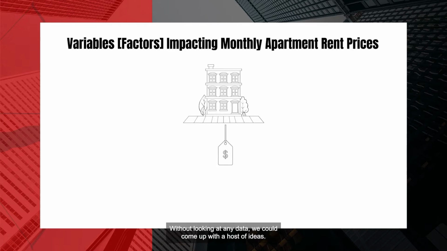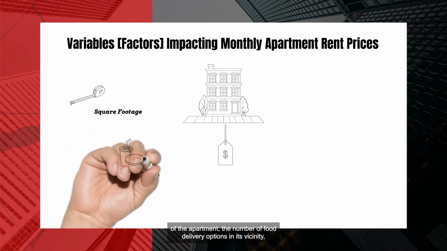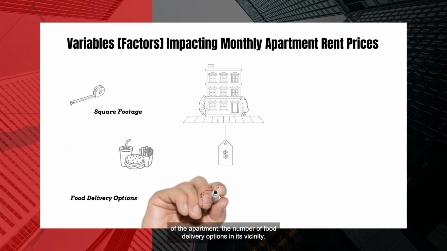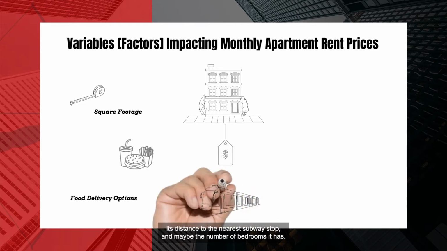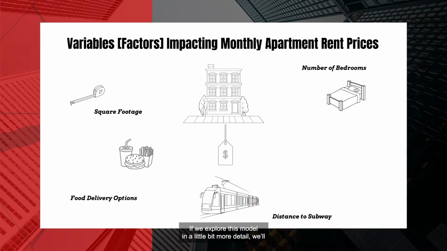And without looking at any data, we could come up with a host of ideas. For example, we could look at variables like the square footage of the apartment, the number of food delivery options in its vicinity, its distance to the nearest subway stop, and maybe the number of bedrooms it has. So if we explore this model in a little bit more detail, we'll find that some of the inputs, like the number of bedrooms or the apartment square footage or the number of food delivery options in its vicinity, are going to have a positive relationship with the price of the monthly rent.